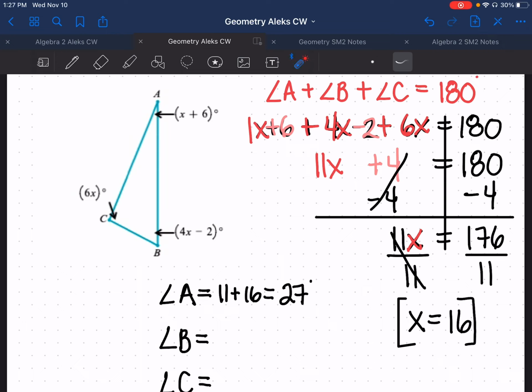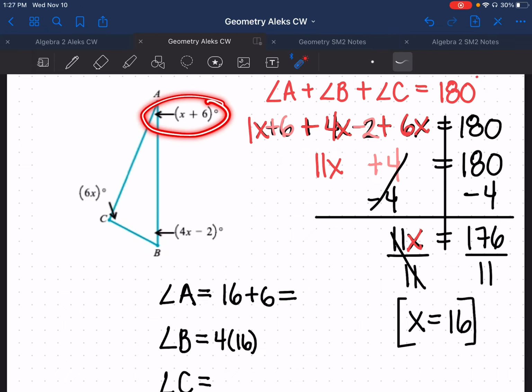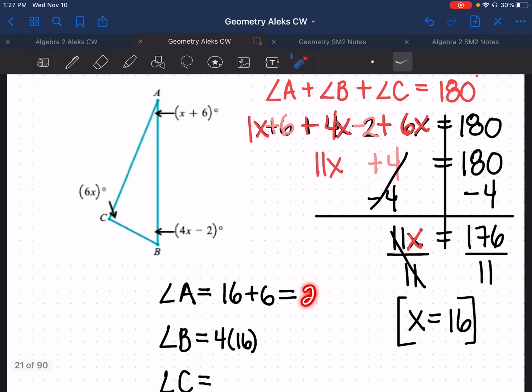Then here for B, I'm going to plug it into 4 times 11. 4 times, oh no, it's not 11, 16. There we go. What did I do? Oh, I did the first one wrong. Hold on, you guys. Where did that 11 come from? 16 plus 6. How about we do it correctly? There we go. 16 plus 6. That's not 27. That's 22. Oops.